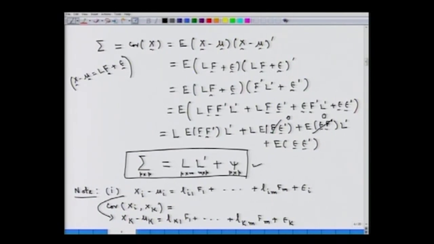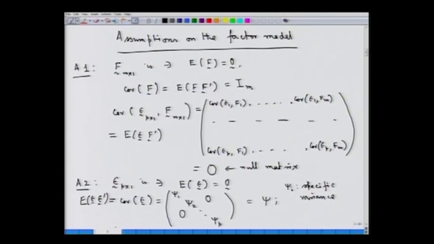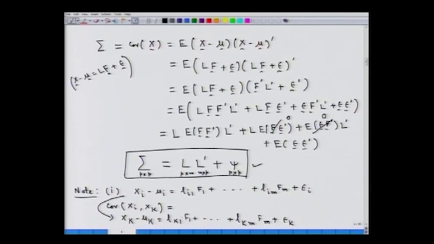Now when we are looking at the covariance between these two quantities, what is the covariance structure of F1, F2, up to Fm? The covariance structure of F1, F2, Fm is what we assumed in assumption A1: the covariance matrix of F is diagonal in nature, with the variances of the common factors equal to 1. So using that observation, this is just going to be the product between these two quantities and then taking the expectation, and only matching F terms are going to have non-zero contribution. All other contributions are going to be exactly equal to 0.